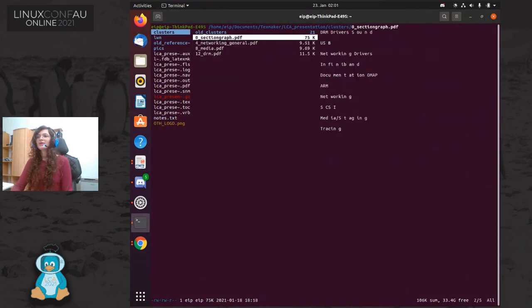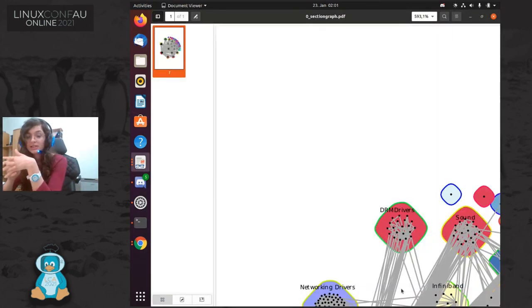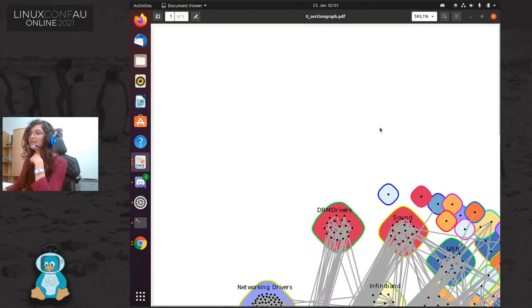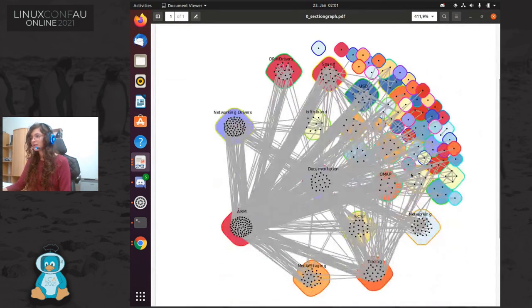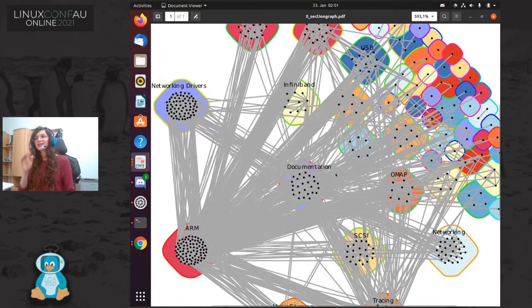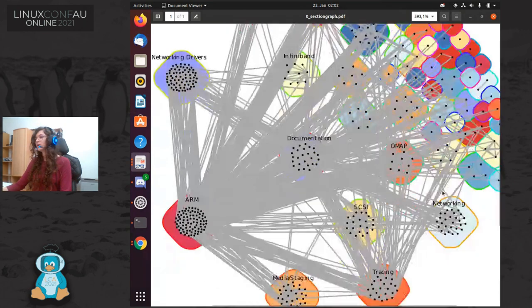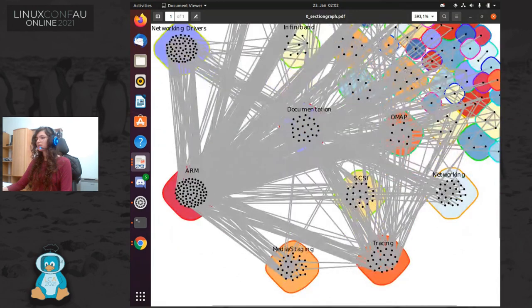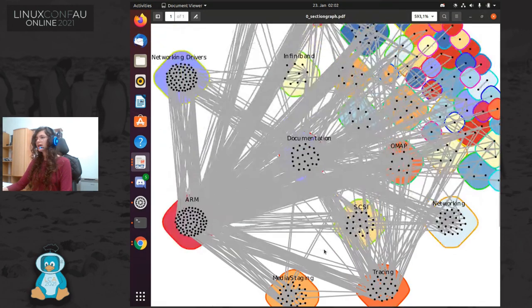And you will just have to believe me when I say we could spend hours discussing these sections in this graph. But you will have to believe me when I say that most of these major clusters, and the minor clusters too, have very, very clear themes going on. So I just assigned labels. This is the same section graph from before, but I just assigned labels to the clusters, of what their ongoing themes within the subsystems are. So we had a look at networking and the media and staging subsystem down here. And we have so much more.